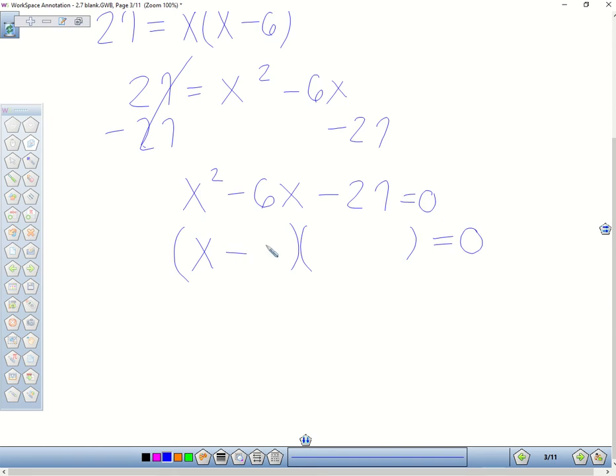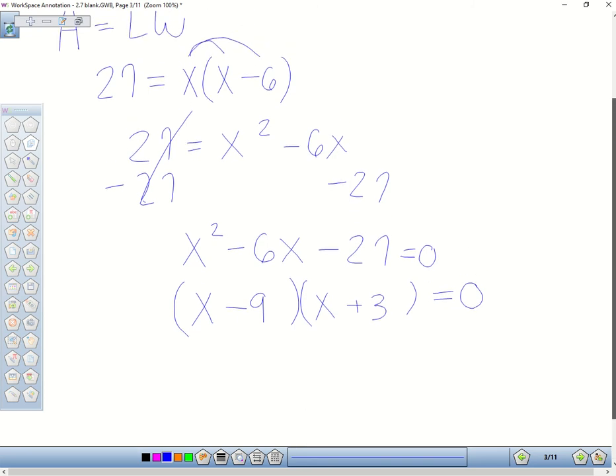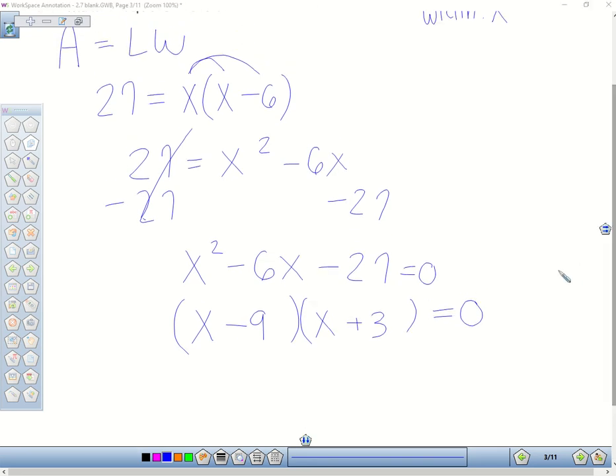Good. Negative 9 times positive 3. Up? Yep. If we wanted to, could we use the quadratic formula, or do you have to do this? No, you can always use the quadratic formula if you want to.